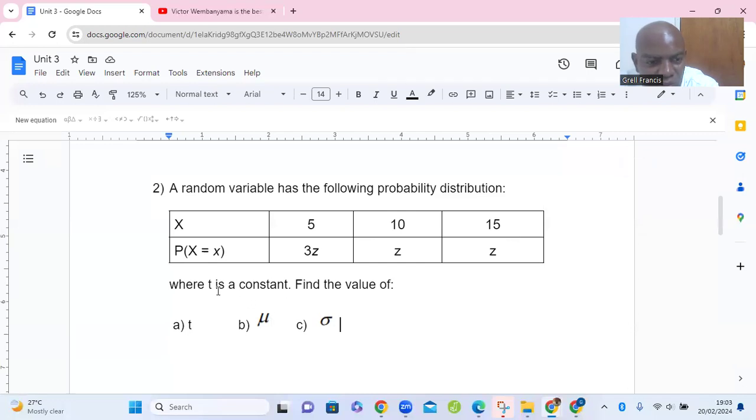So the question now says where z, that's supposed to be z, because that's a modification of a previous question. Where z is a constant, find the value of z, the population mean, and the standard deviation. So we've got to find the value of z. Now we know for any probability distribution, the sum of the probabilities must add up to 1 and only 1. So we can form an equation with the probability values, and that will give us a means to solve for z.